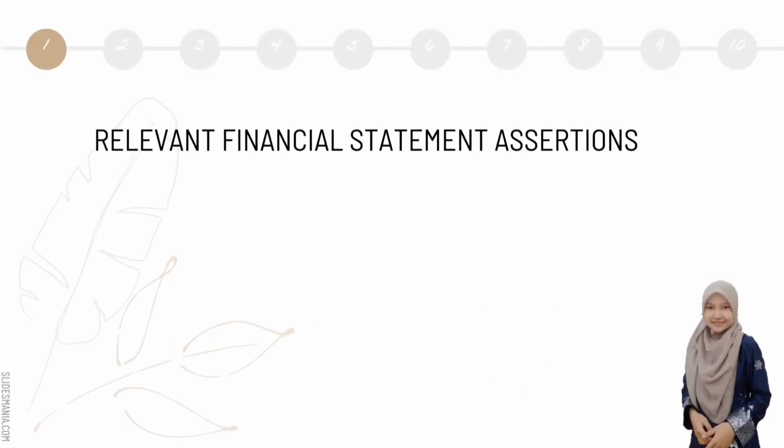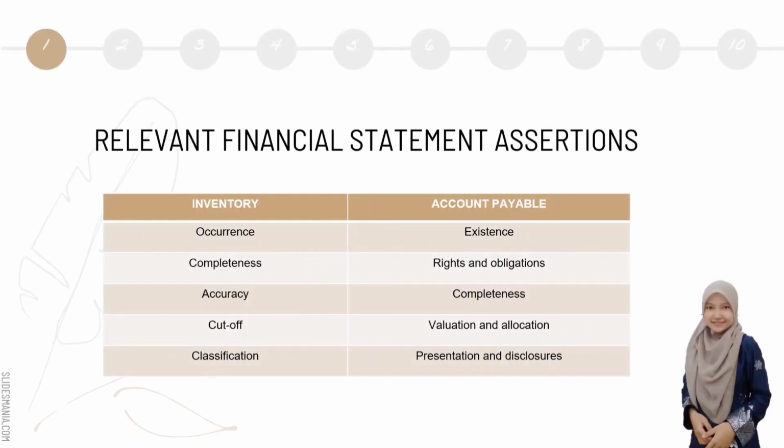Relevant financial statement assertion. When we are considering this, what we want to look at is inventory as well as account payable, and how this balance matches with management assertions. Keep in mind that management assertions are the explicit or implied statements of management as they relate to the balances in the financial statement. So the first one is inventory.